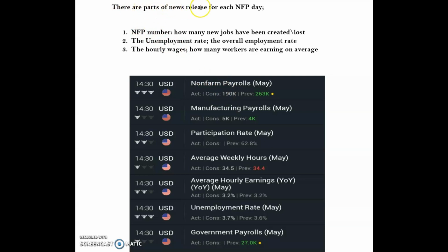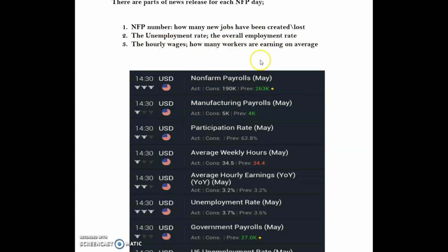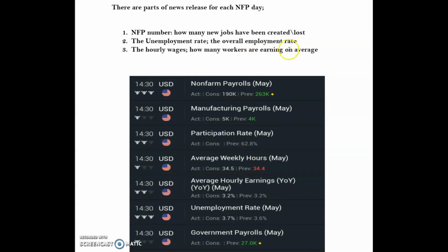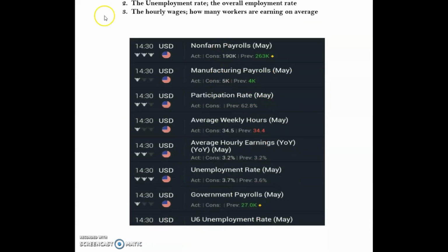There are parts to the news released on each NFP day. Number one, how many new jobs have been created or lost. That's the major news release that you get. You get to see how many people have been employed. The last one, I think we got about 2 million jobs. The second thing is the unemployment rate and the overall employment rate, which is self-explanatory. And then the hourly wages and how much workers are earning on average. You'll get that from this.